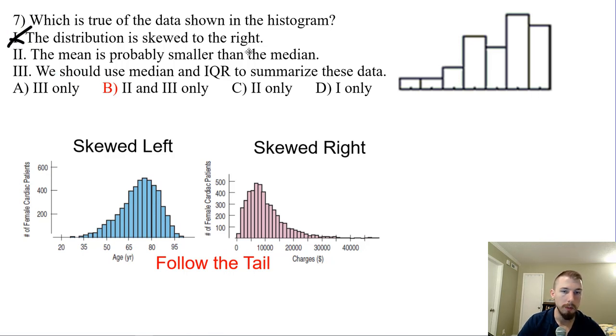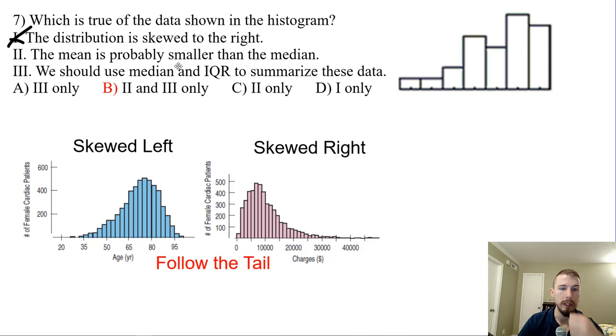The mean is probably smaller than the median. Remember, the mean is going to be drawn towards the tail by these kind of outliers and extreme values. So our 50th percentile is not going to be bothered by it being skewed. So the median is probably going to be larger than the mean, which is going to be smaller because it's skewed towards the tail. So that would be true.